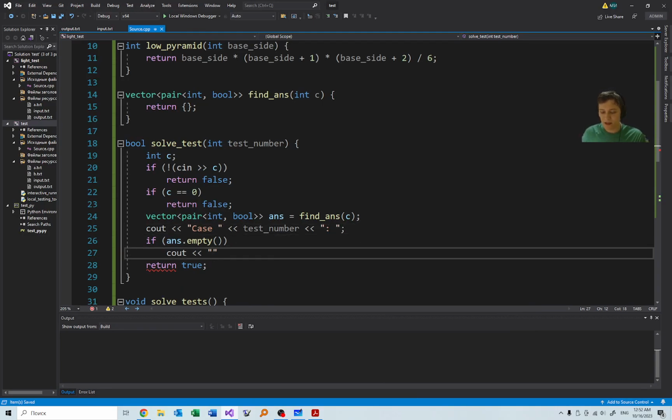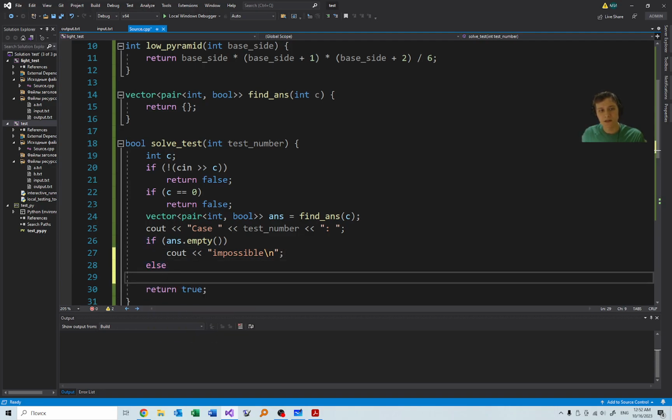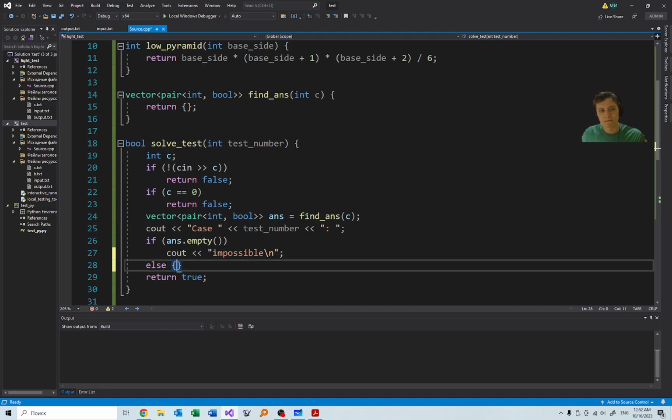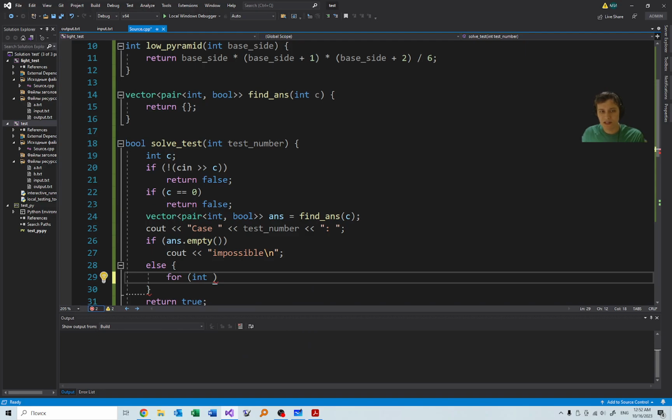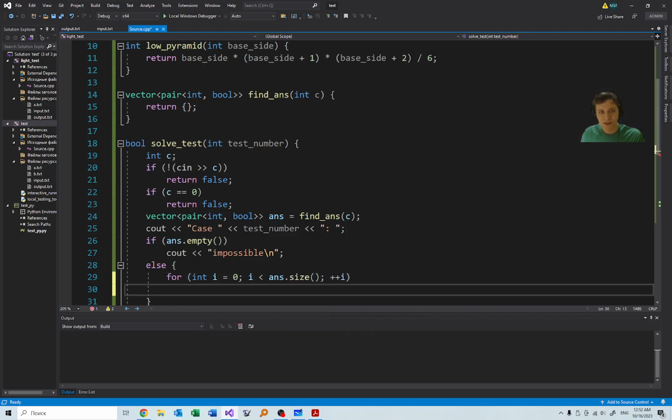And now I need to print either impossible, or I will do it with the line break. Or I need to print all the sizes. So I will use for int i equals 0, i less than ans size, plus plus i. I print ans i dot first, and then I print ans i dot second, so if it is true, then I need a high, otherwise I need a low.